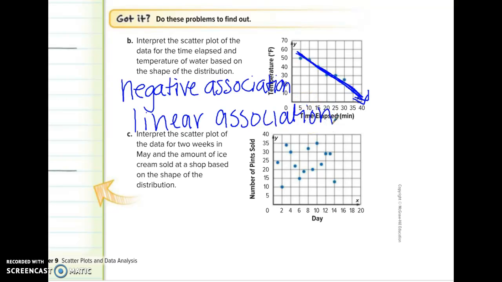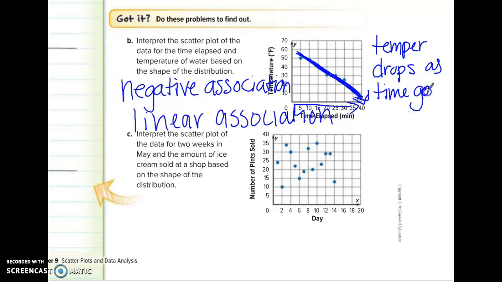Now, when it talks about interpreting it, that means we interpret the x and the y. So we could say that as time elapses, or as time goes on, the temperature decreases, because my temperature goes down as the time gets longer. So we would say temperature drops as time goes on. So that would be all of the information that we need for Got It B.